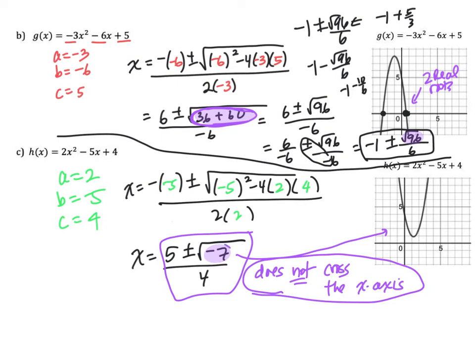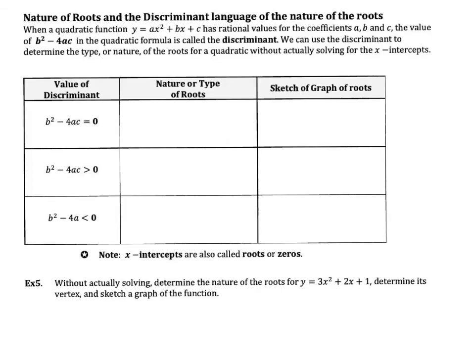So the number underneath the radical was negative. In the one above, the number underneath the radical was a positive number, and we had 2 distinct real roots. There were 2 different real roots. And in the example before this, we had a 0 underneath the radical, and we had 1 real double root. And that brings us to something called the discriminant.